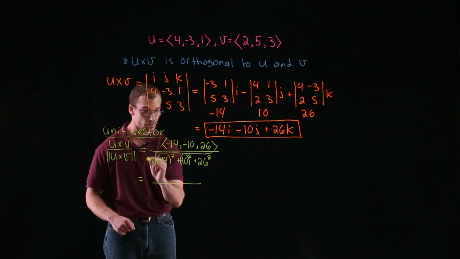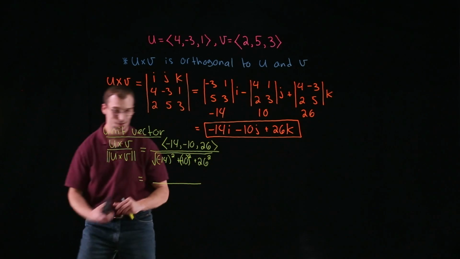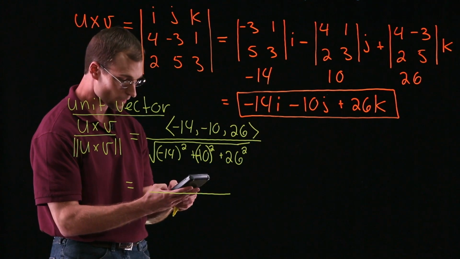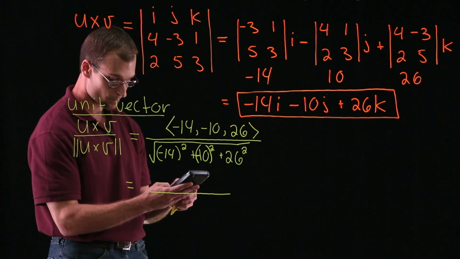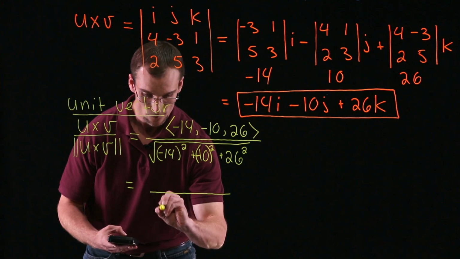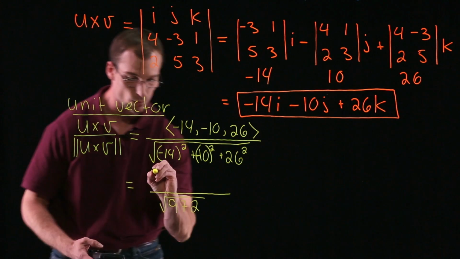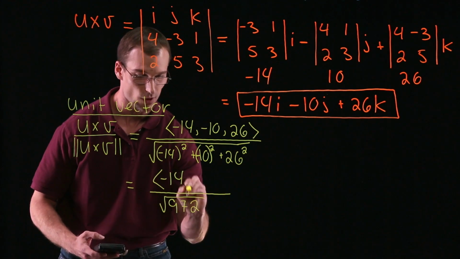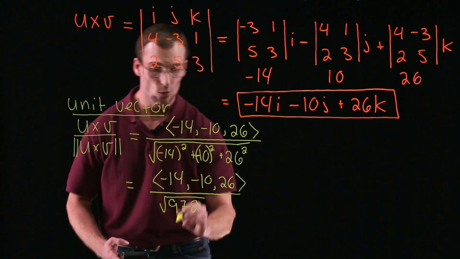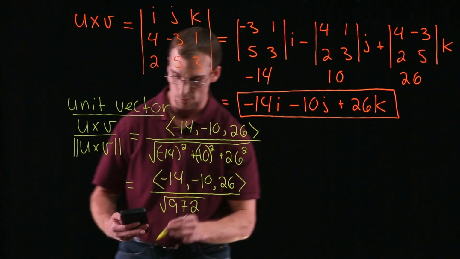All right, so let's take a look at the bottom part here. I'm going to bring out our calculator for this. So -14 squared plus 10 squared plus 26 squared gives us the square root of 972, and that's still with our vector u cross v on top. Okay, so from what we have, we can divide each component by the square root of 972, but we'll try and simplify it a little bit first.